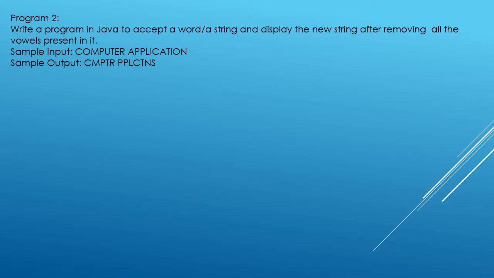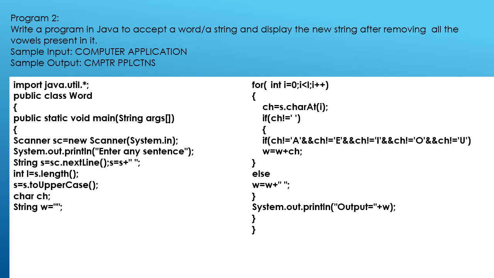Write a program in Java to accept a word or a sentence and display the new string after removing all the vowels present in it. The input should be computer application. The output should be CMPTR PPLCTN. The program follows the previous program. We have to import java.util to the program by using import java.util.*; public class Word.